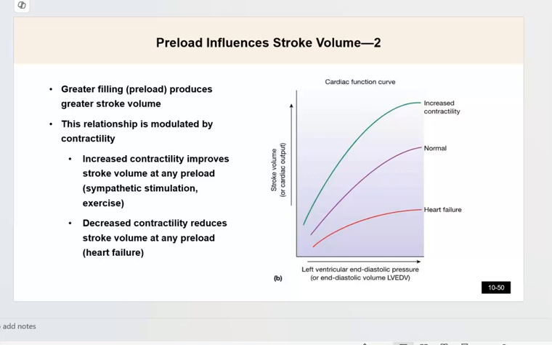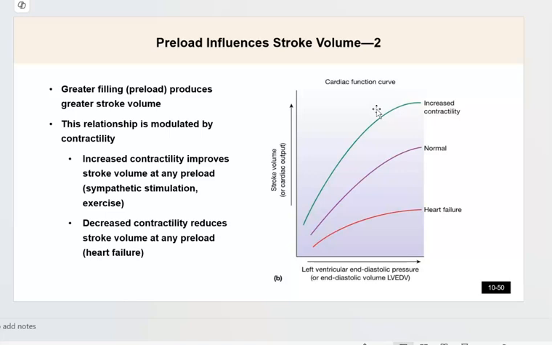But if I increase my contractility, I'm also going to increase my stroke volume at any preload. So it's kind of saying the same thing in a weird way, as you can see on this slide here. What this is showing us is that increased contractility that could result from our sympathetic stimulation shifts the curve upward, so the purple becomes the green, increasing the stroke volume at each level.